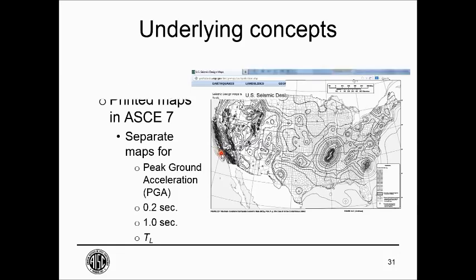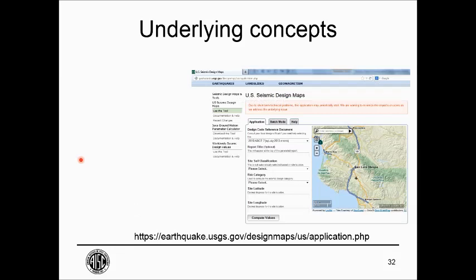So instead of a printed map, or in addition to a printed map, USGS provides this data online. You can see the web link there that worked as recently as last week. But they occasionally change the location, and you can always look up USGS design maps, and you'll find either this version of the web tool or its successor. We'll show how to use this in the design example.